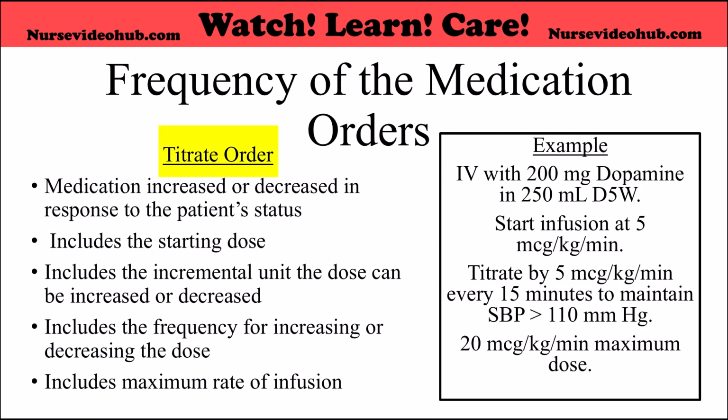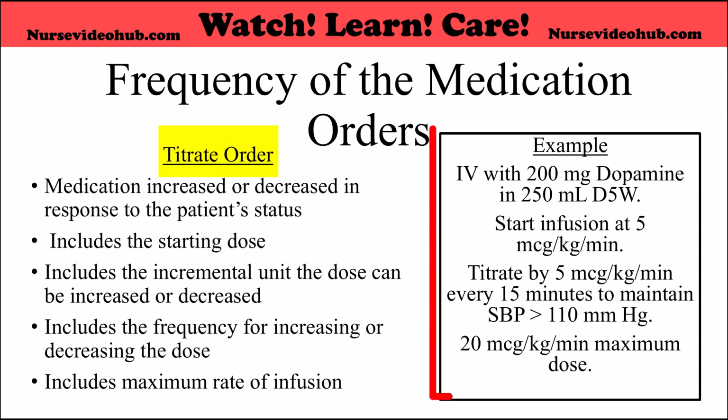Titration order. A titration order is when the nurse adjusts the dosage of a medication up or down based on specific patient parameters, such as their blood pressure or a lab value, to achieve a desired effect. The order includes a starting dose, and then the incremental unit the dose can be increased or decreased. It includes the frequency for increasing and decreasing the dose, and the maximum rate of infusion.